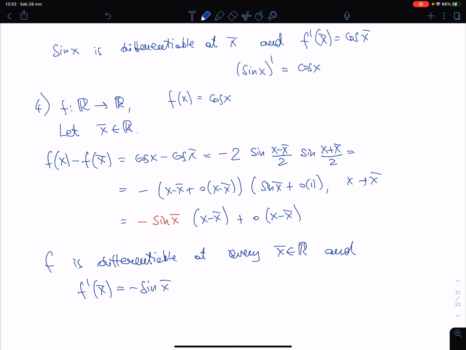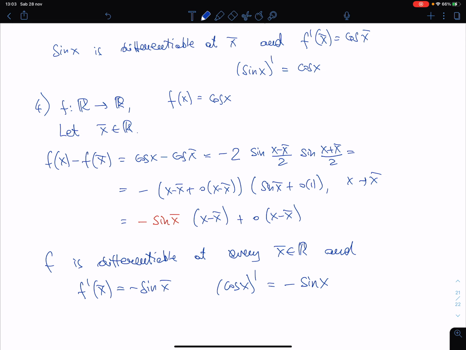Remember this, don't fall into very naive mistakes on that. So the derivative of the sine is the cosine, and the derivative of the cosine is minus sine. So cosine of x prime is equal to minus sine of x. Okay? This is very easily seen.